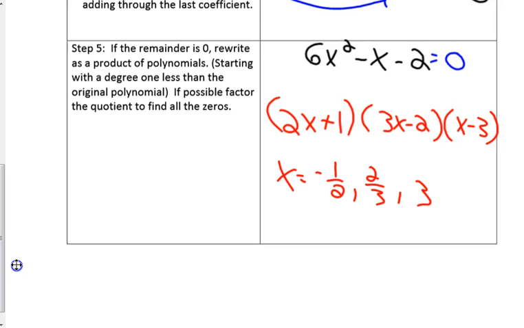Will you always give us a factor like negative 3? On the test, yes, but you could find it by the calculator, a factor, and then try to do synthetic division.